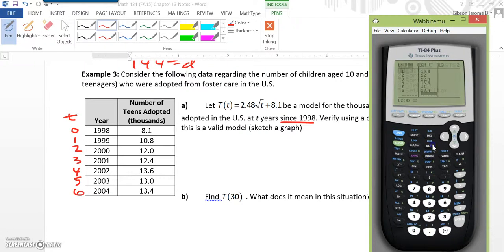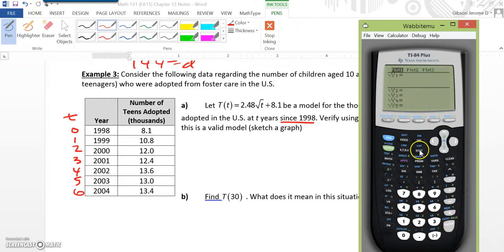Now, we will press Stat again. Actually, class, we didn't need to press Stat. That was a little error. We need to press the Y equal key. And then what we want to do is to type in this equation, which would be 2.48, then second, then the square root, and then type in, we could use X instead of t. Then you need to press the right arrow so that the square root won't expand, and type in plus 8.1.